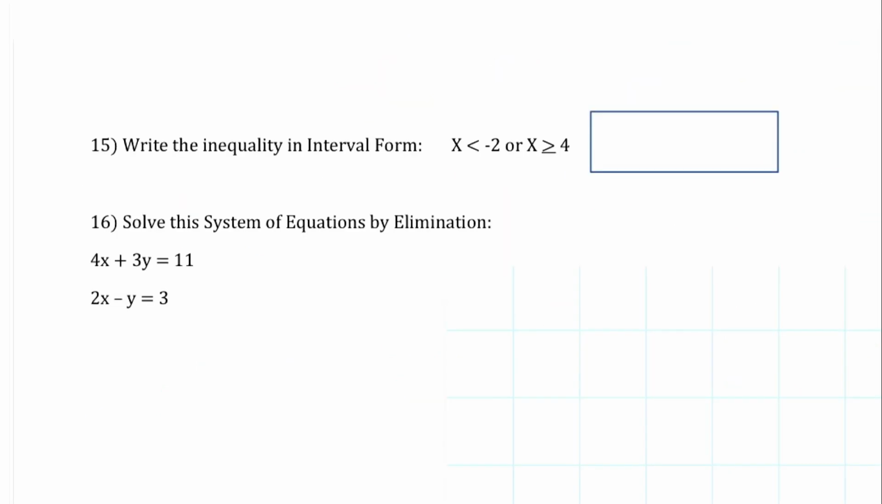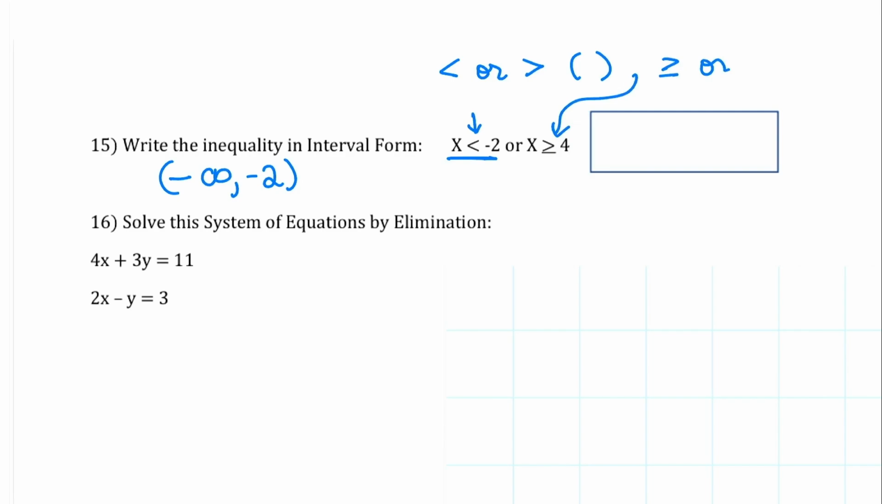Now we're going to write this inequality in interval form. If x can be anything less than negative 2, the way to write that is negative infinity to negative 2. And it's a parentheses versus a bracket because this is strictly less than or strictly greater than. Those are going to yield parentheses. Since this has a greater than or equal to, or we could also have a less than or equal to, that would be hard brackets. So since on this second inequality x can be anything greater than or equal to 4, we're also going to have the solution set of 4 to positive infinity.